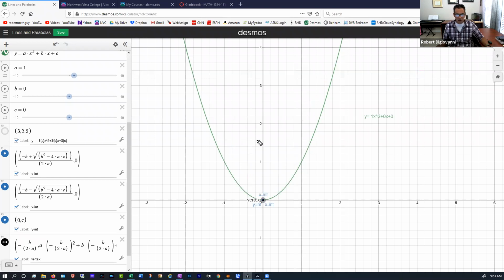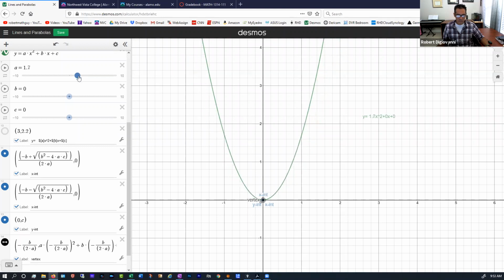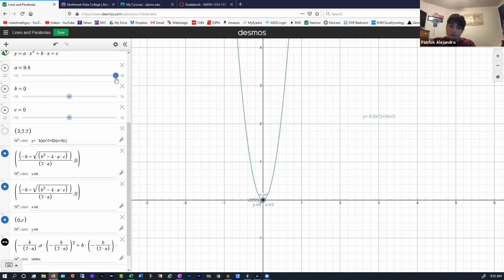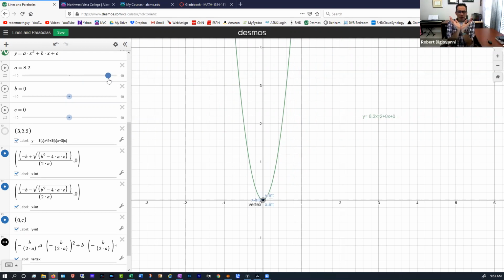Now, let me change the value of A. I'm going to change the value of the number in front of x squared. So let's see what happens if I let A get bigger. I want you to just watch what happens to the graph. If I let A get bigger, how would you describe what it's doing? What is that doing? Narrowing? It's narrowing, isn't it? So the bigger that A is, the more narrow it gets.